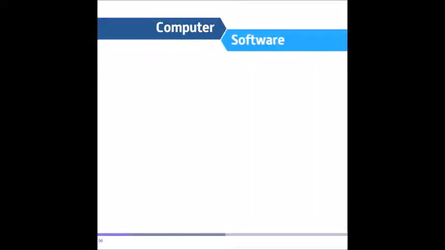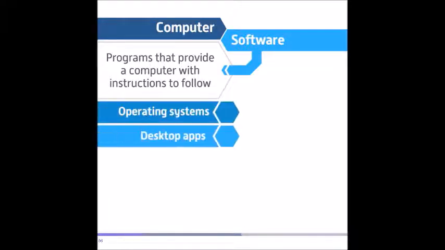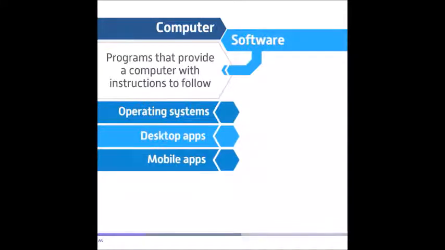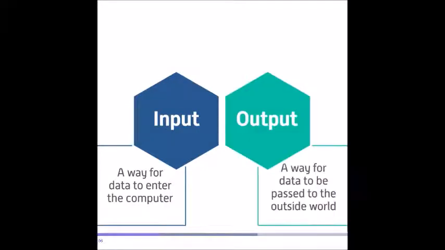Computer systems also consist of software. The term software means the programs that provide a computer with instructions to follow. Operating systems, desktop applications, and mobile apps are all examples of software. Input simply means a way for data to enter the computer. Output refers to a means by which data is passed on to the outside world.